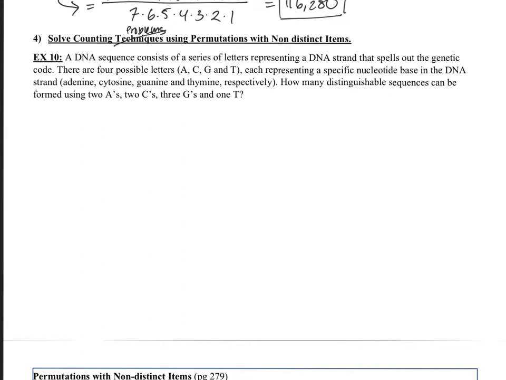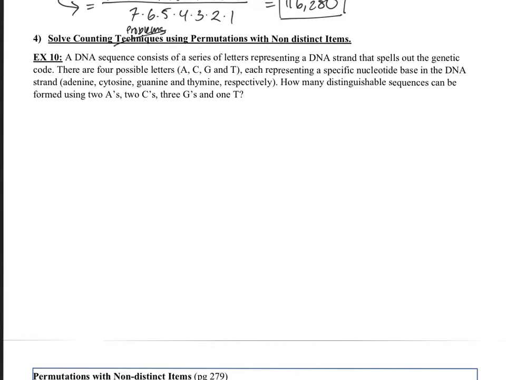For example 10, a DNA sequence consists of a series of letters representing a DNA strand that spells out the genetic code. There are 4 possible letters, A, C, G, and T, each representing a specific nucleotide base in the DNA strand: adenine, cytosine, guanine, and thymine, respectively, which I hope I said right. If not, I probably butchered it. Alright, so how many distinguishable sequences can be formed using 2 A's, 2 C's, and 3 G's, and 1 T?